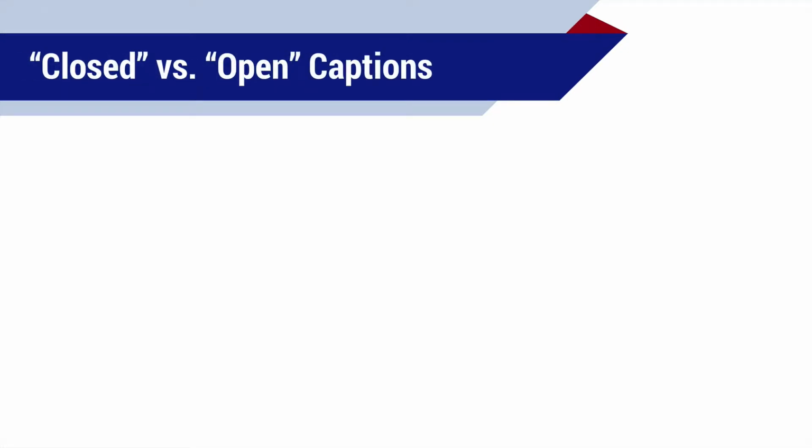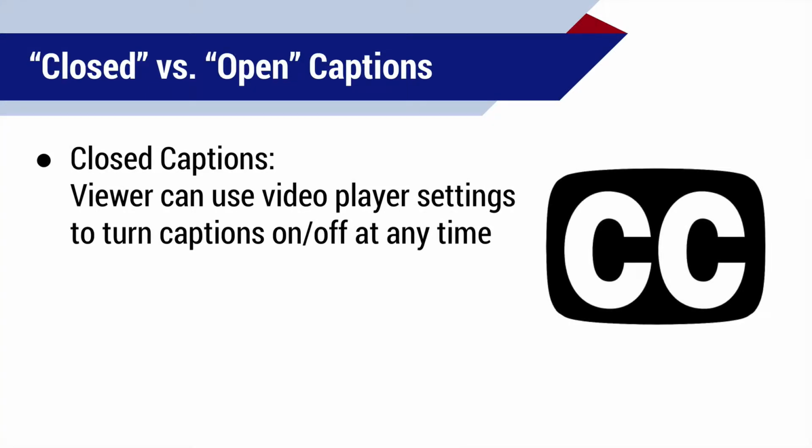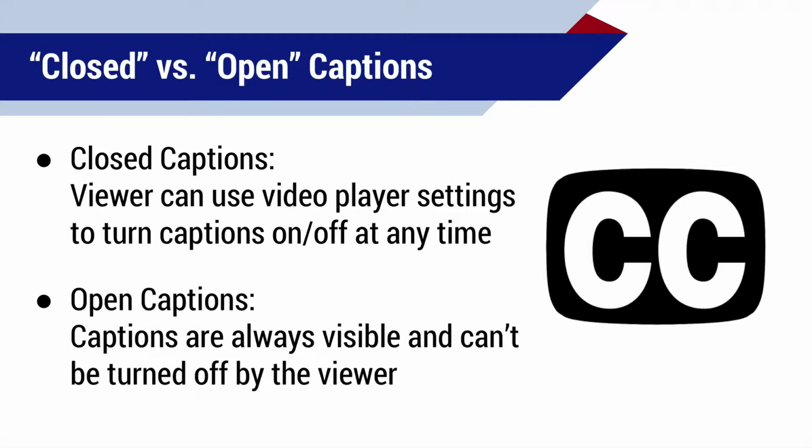There are two types of captions: closed captions and open captions. On closed caption videos, the viewer has the option to turn the captions on or off at any time. Videos that have closed captions will often show a CC symbol on the video player, and users can click it to toggle the captions on and off. In open caption videos, the captions are always visible, usually at the bottom of the video screen. They can never be turned off by the viewer.